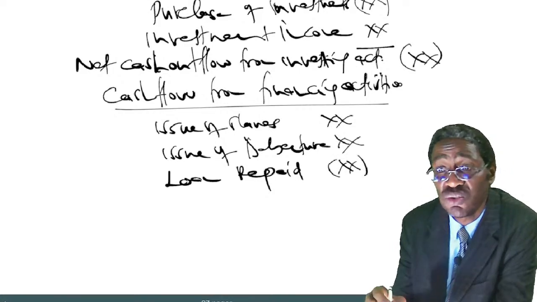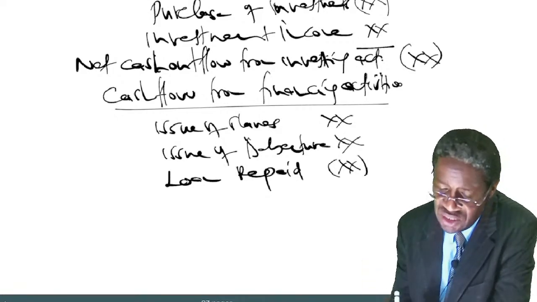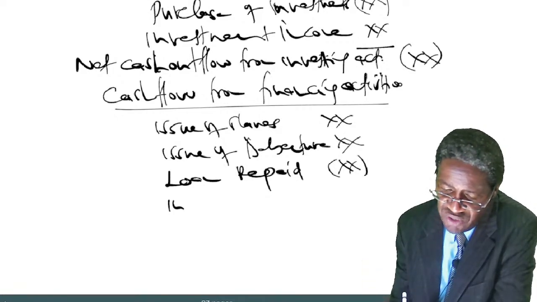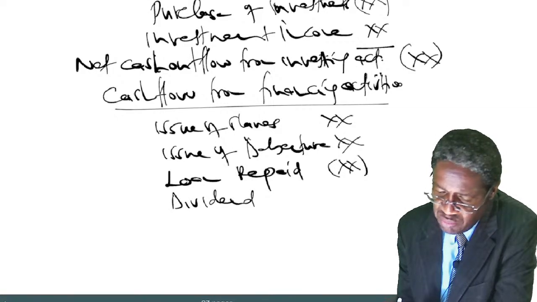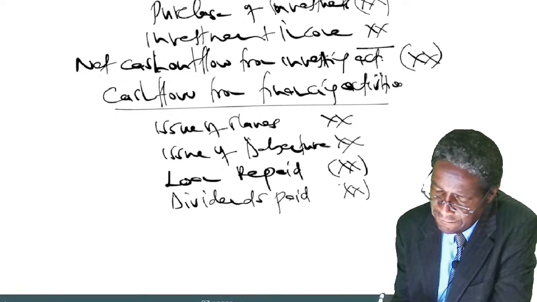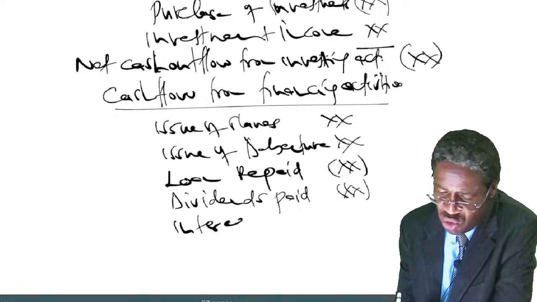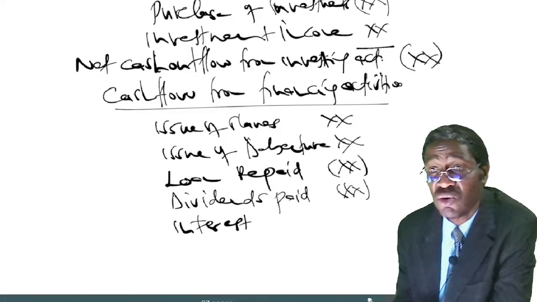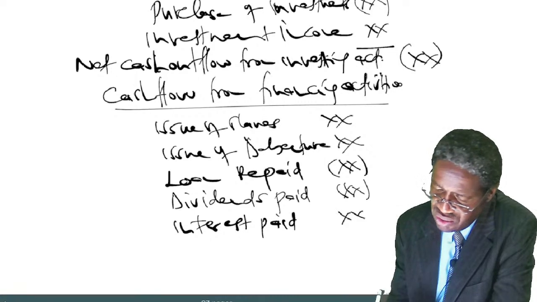And I told you, those are the major finances. Pay the returns to the financiers. One of them is dividends. The shareholders are financiers. Pay them their dividends. Dividends paid, whatever it is. There is another group of financiers called debenture holders or loan providers. They are normally paid what? Interest. Whatever it is.